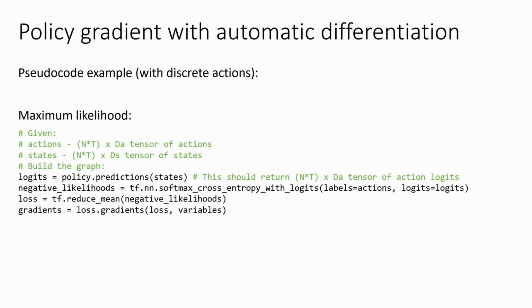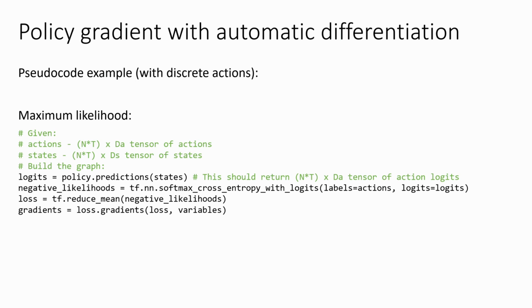Then if I want to do supervised learning, like imitation learning, like you had to do for homework 1, I would use, for discrete actions, cross-entropy loss, where the labels are the true actions and the logits are the predictions over here. Then I do a mean reduction, turning that into one scalar value, and then call its gradients to get the gradient, which I can climb to maximize my likelihood.